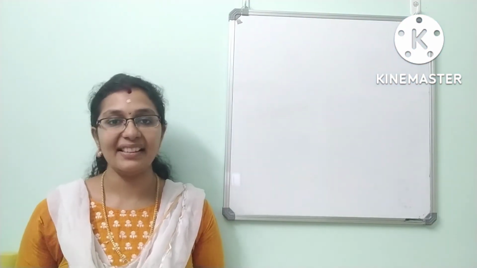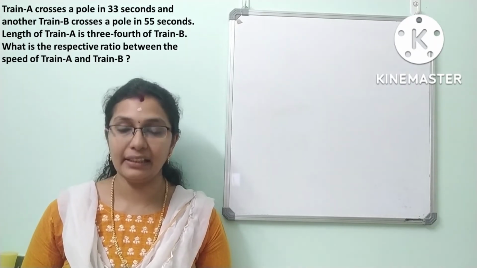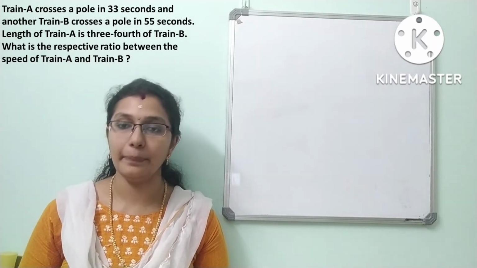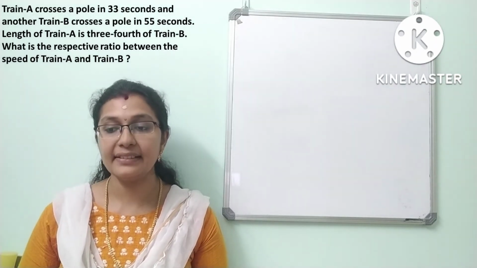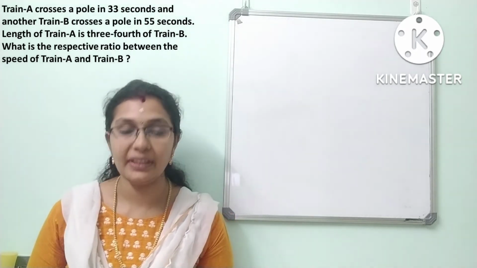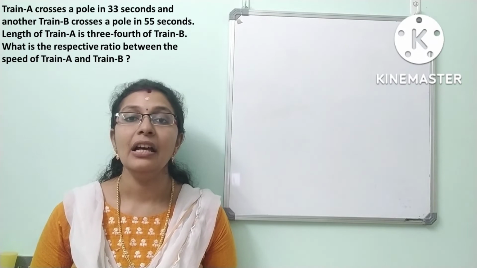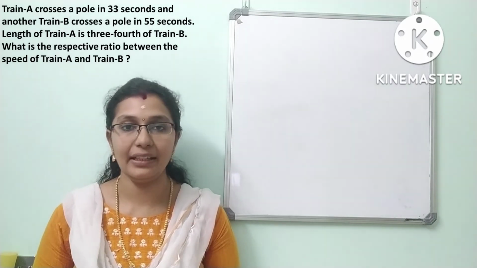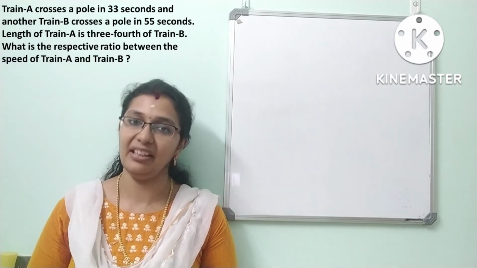Yes. Here is our last type of question for this session. Train A crosses a pole in 33 seconds and another train B crosses a pole in 55 seconds. Length of train A is 3/4 of train B. What is the respective ratio between the speed of train A and train B? So here they are asking us to find the ratio of speed between train A and train B.